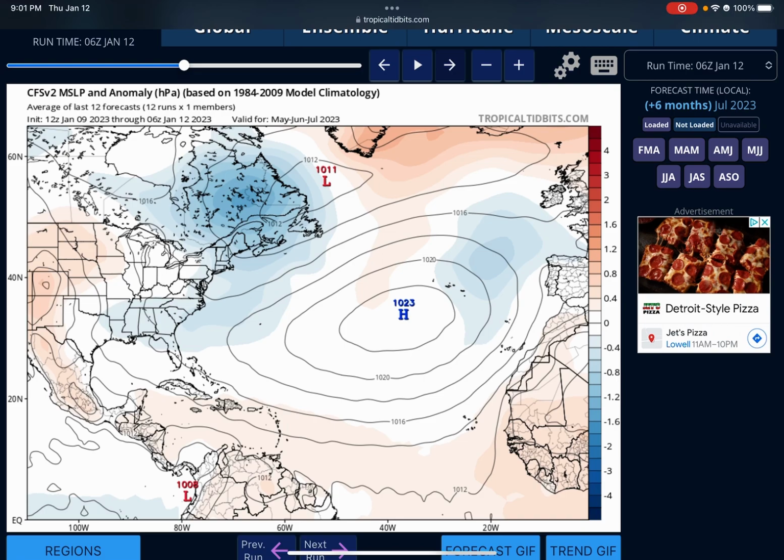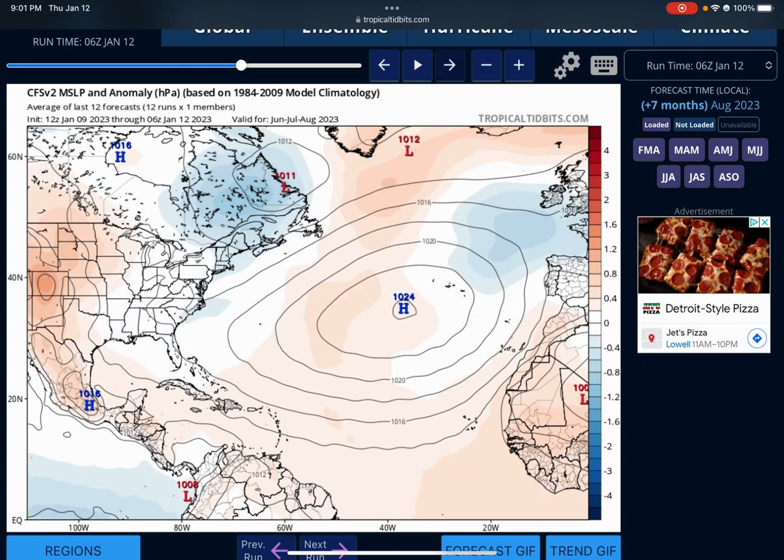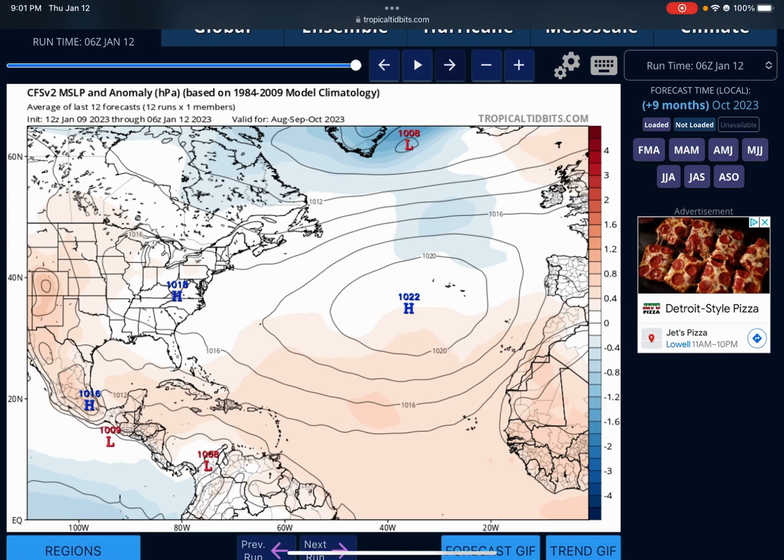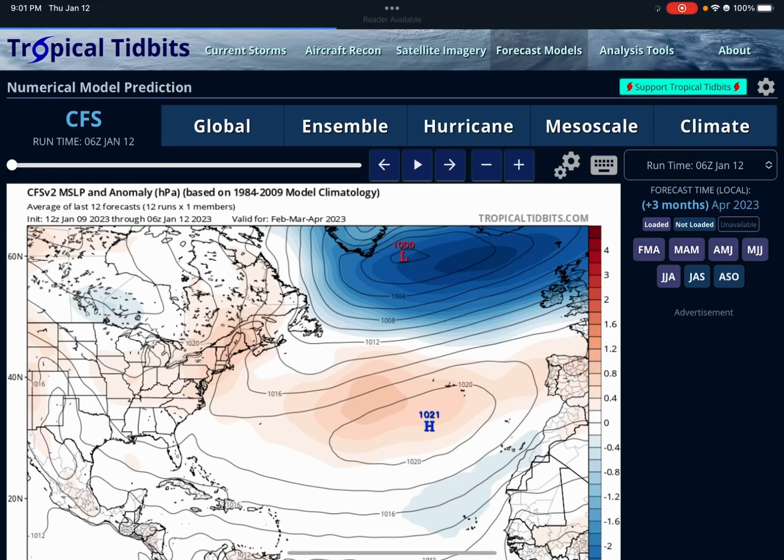July, we look here, we are going to see it's a 1,023 millibars average. So more systems will be able to go into the Caribbean, into the Gulf. 1,024 millibars in August and September. Systems will be able to go out to sea into Bermuda, but they'll also easily be able to go into the Caribbean and into the Gulf. And for October, weakness, and storm activity starts to calm down.